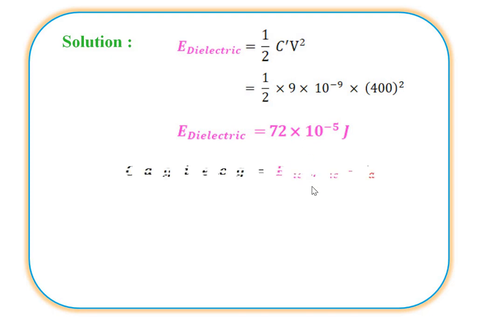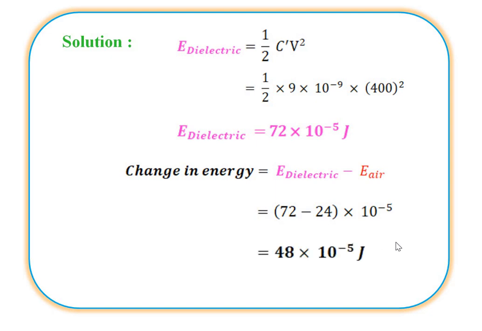From this, we can calculate the change in energy using the formula E of dielectric minus E of air. Putting the values of these two energies, we can write 72 minus 24 into 10 raised to minus 5. Solving this, we get the final answer, 48 into 10 raised to minus 5 joule. So the change in energy is 48 into 10 raised to minus 5 joule.